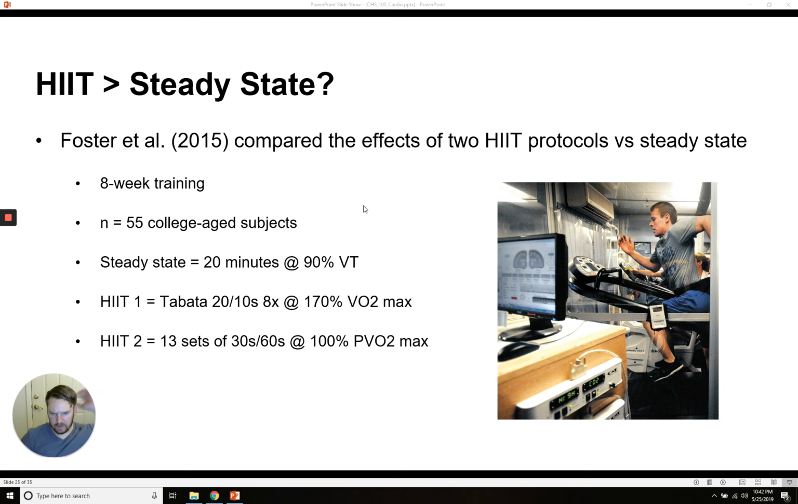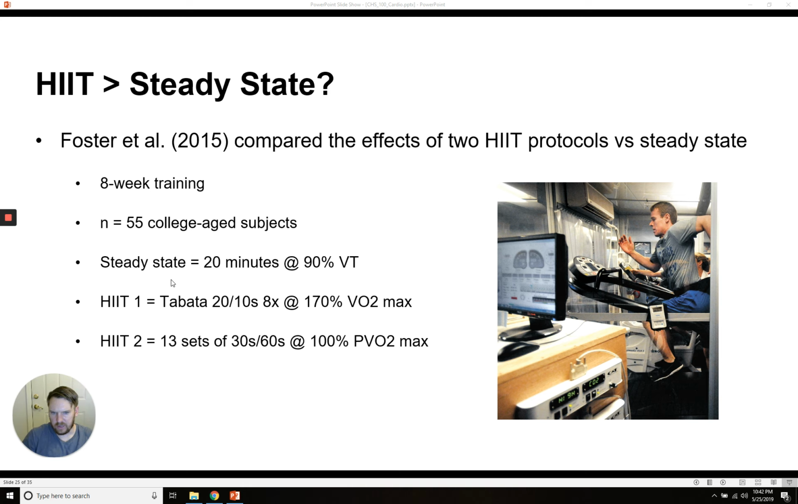So looking at some of the research here, is high intensity interval training actually better than steady state when it comes to performance and fat loss and things like that? So a study was done in 2015 by Foster and colleagues, and what they did was compare the effects of 2 different HIIT protocols compared to steady state. They did 8 weeks of training. They had 55 college-age subjects.